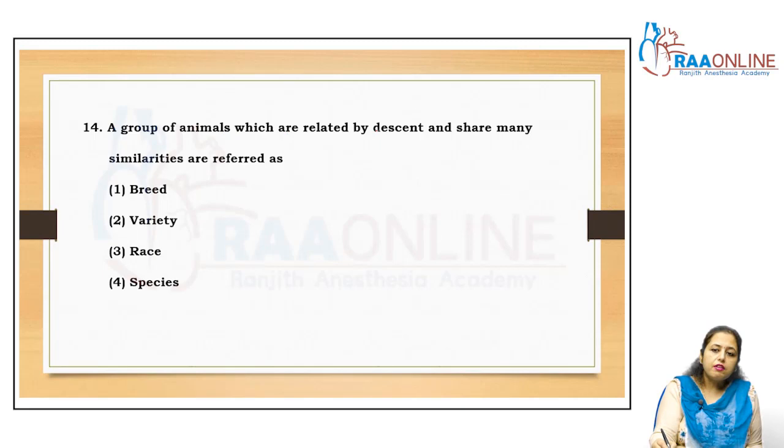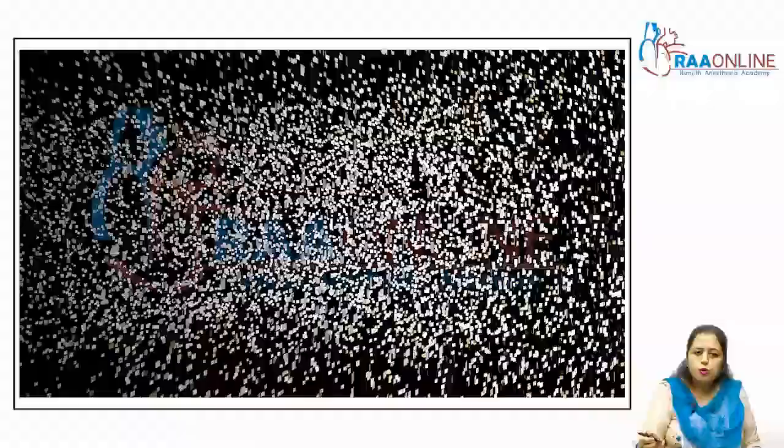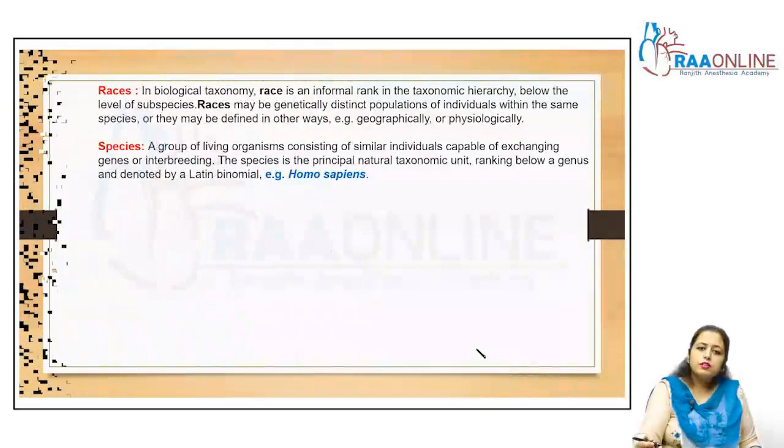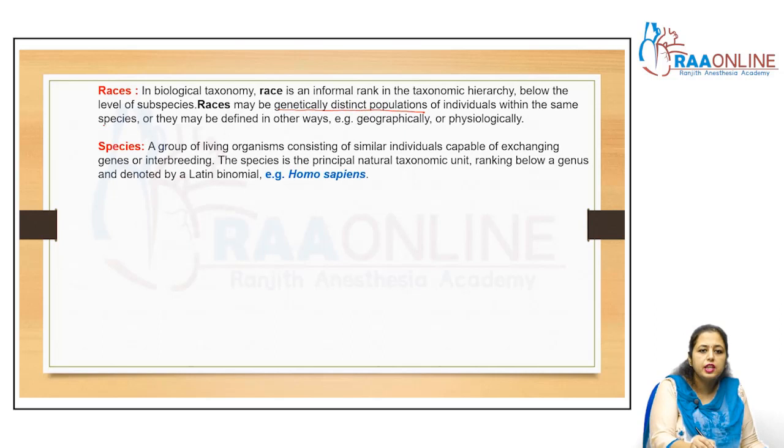A group of animals which are related by descent and share many similarities are called breeds, right? Now what are races, species, or varieties? What are races? In biological taxonomy, race is an informal rank, below the level of subspecies, in the taxonomic hierarchy, right? Races may be genetically distinct populations of individuals within the same species, or they may be defined in other ways, for example geographically or physiologically. So these are called races.